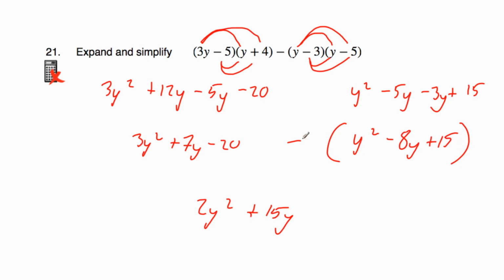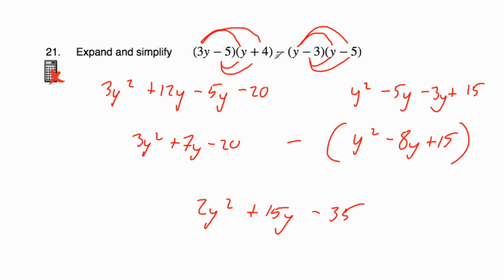So we've got minus 20, take away 15. So we've got minus 20 and we're going to take away 15. So we're going to go down 15. So it's going to be minus 35. We're just taking away 15 from minus 20. And that's it. So the answer would be 2y squared plus 15y minus 35.